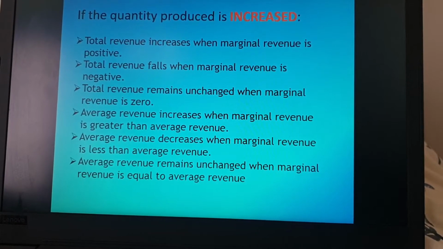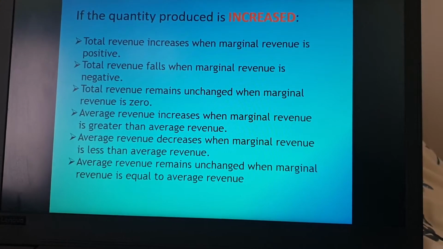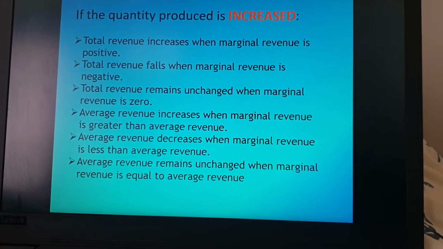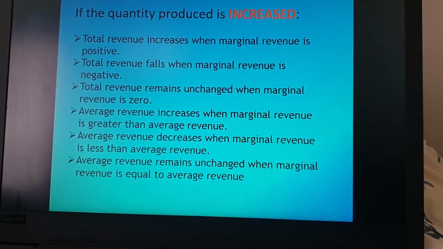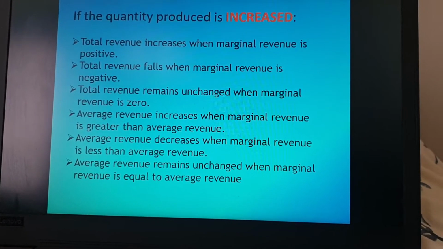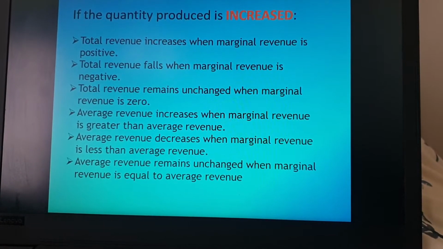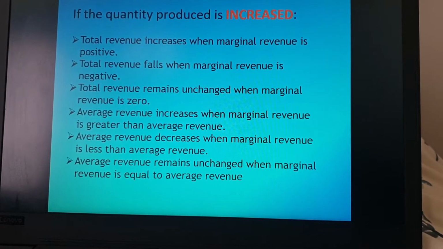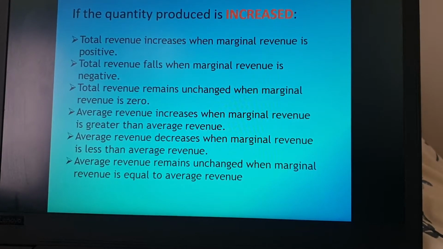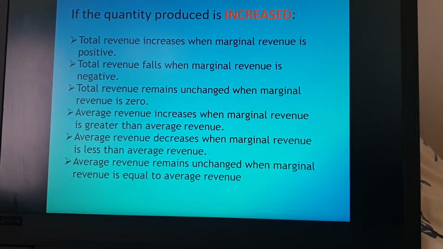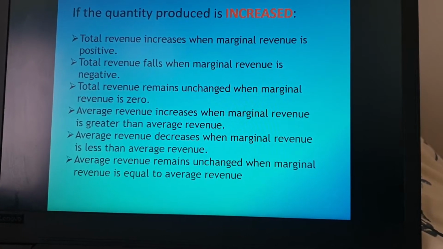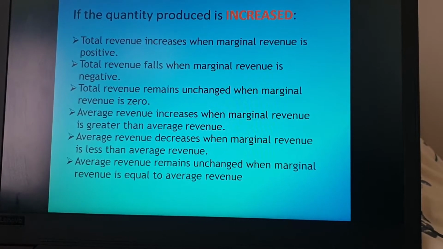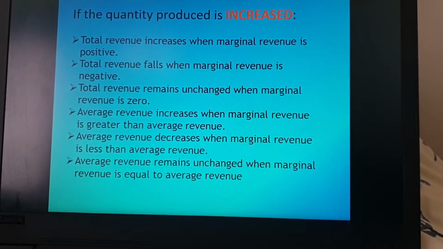Remember, marginal is the extra. So if I add extra products that I sold, my total revenue will increase. When I do not sell any extra products, my total revenue will fall or decrease. If total revenue remains unchanged, nothing happened to it, there was no extra revenue earned, then it will remain 0.